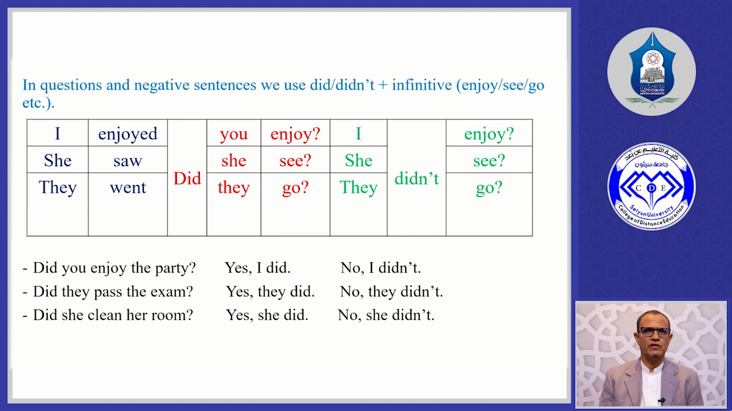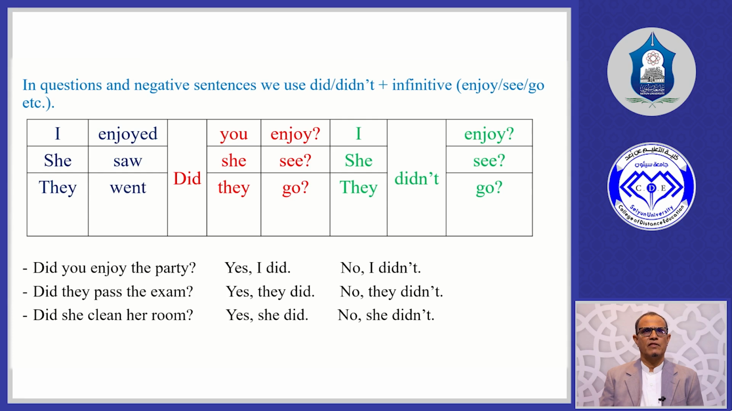And how do we make sentences in the past simple tense negative? Now look at this table. In this table, you will find the formation of the past simple tense negative sentences, affirmative sentences, and also questions. So now look, we have the first part, for example, I enjoyed, she saw, they went. I enjoyed, she saw something, they went, for example, to school. So these sentences are in the past because the subject here is followed by the past verb.